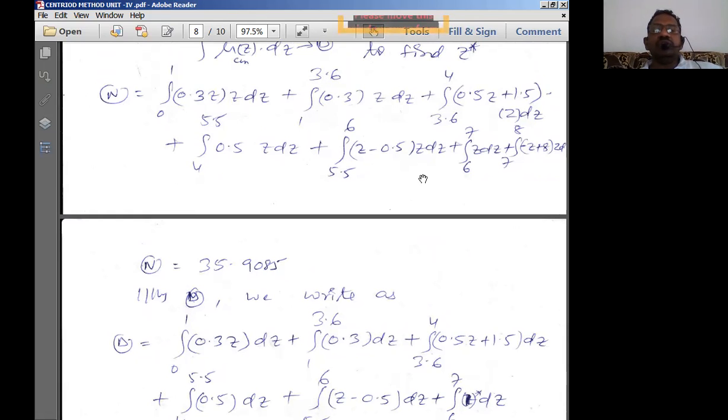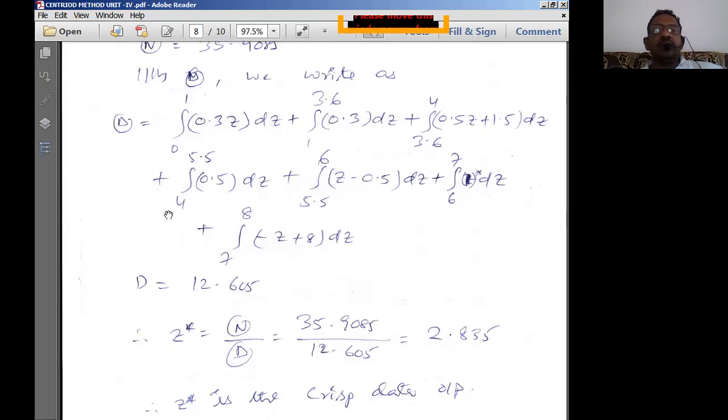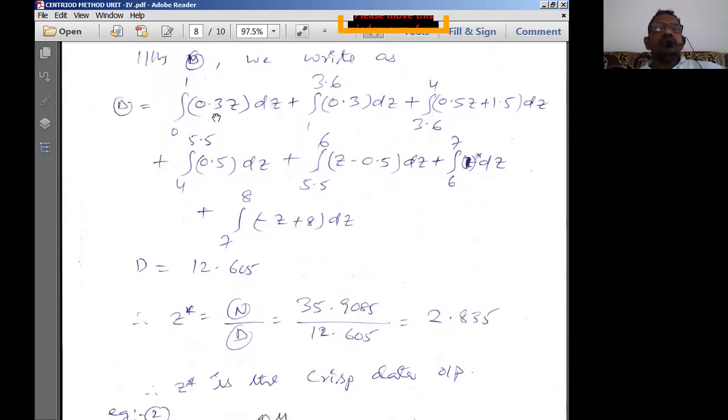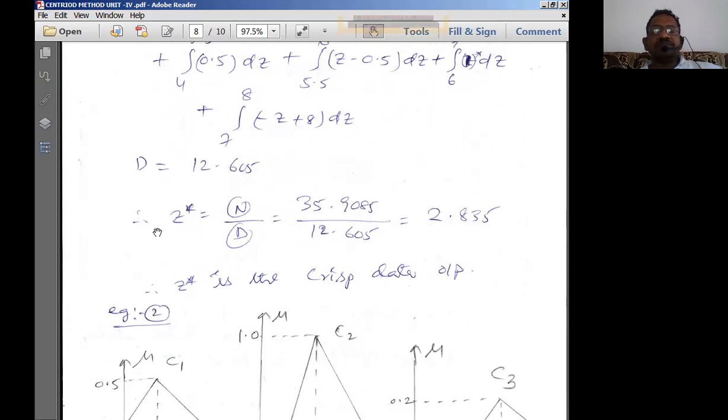Like this, once you solve this entire equation, you are going to get the numerator equal to 35.9085. Similarly, we solve the denominator. What is the denominator here? Integral of 0.3, integral of z dz. The integral of z is z square by 2. Apply the limit 0 to 1. Then I will be getting the denominator as something like 12.605. Then numerator by denominator is the crisp value. So once you do this, we're going to get 2.835 as the value of the crisp set for us. So this is the crisp data that we have got over here.